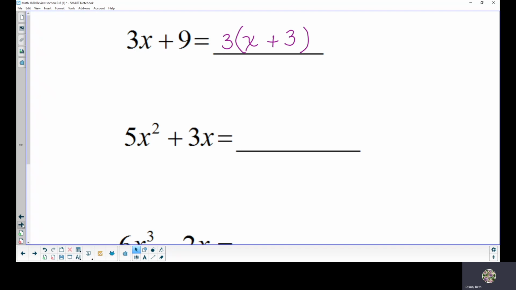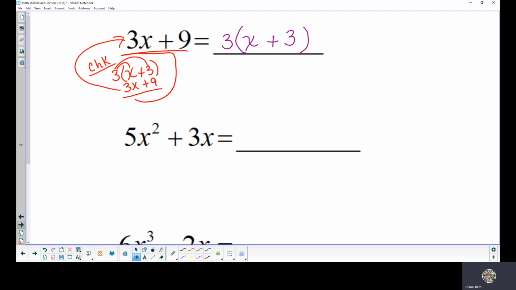If we wanted to check this problem, and this would just be a check, it's not required work, but is a way to show how we know that it's the right answer, we would multiply back out 3 times x plus 3. 3 times x gives us back the 3x, and the 3 times 3 gives us back the 9, and the 3x plus 9 matches up. Again, that's the check and is not part of the answer. The answer in factored form is 3 times x plus 3.